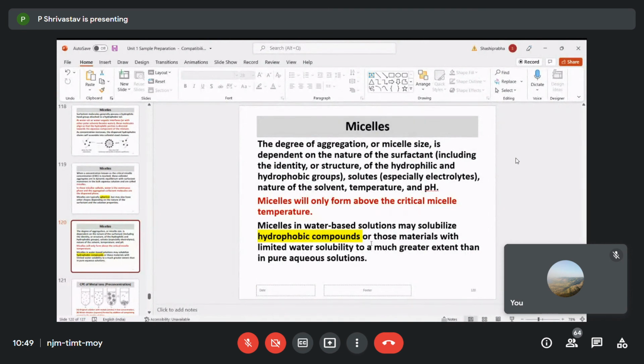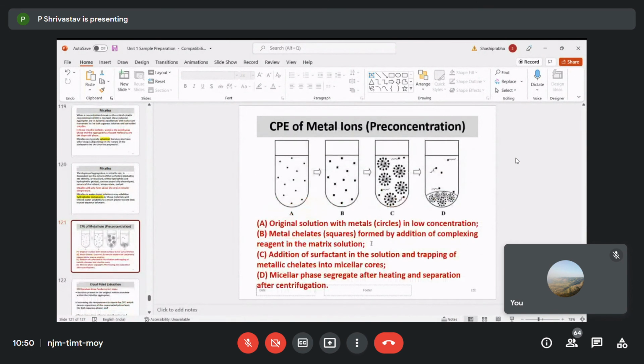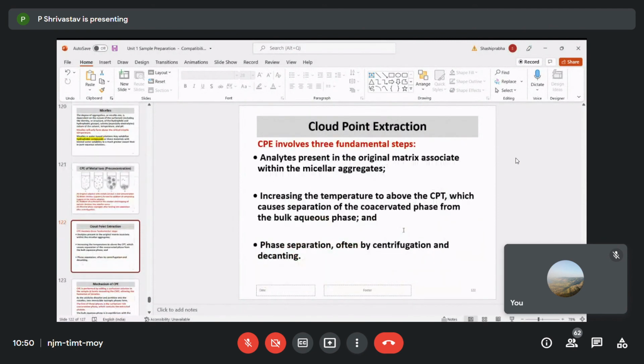And it tries to solubilize all hydrophobic compounds. In case you have metal ions, the metal ions will first complex with your chelating agents. It will form a bigger species. They get trapped within these micelles. And when you heat it, you warm it, they form a different phase, which is a very small phase. You remove this phase and you will get all the analyte or analytes of interest. And these are the different steps which I just mentioned.